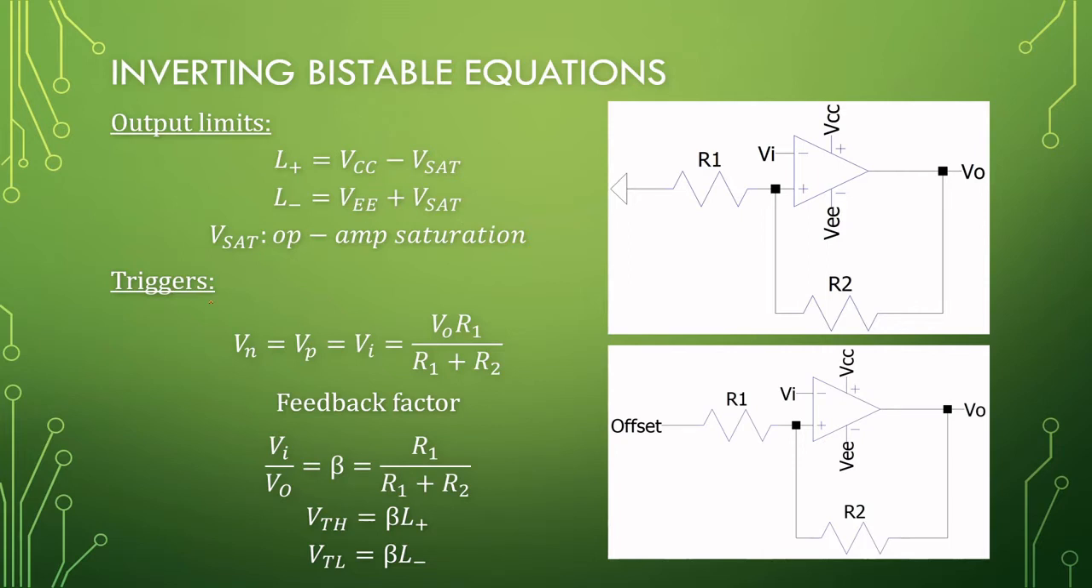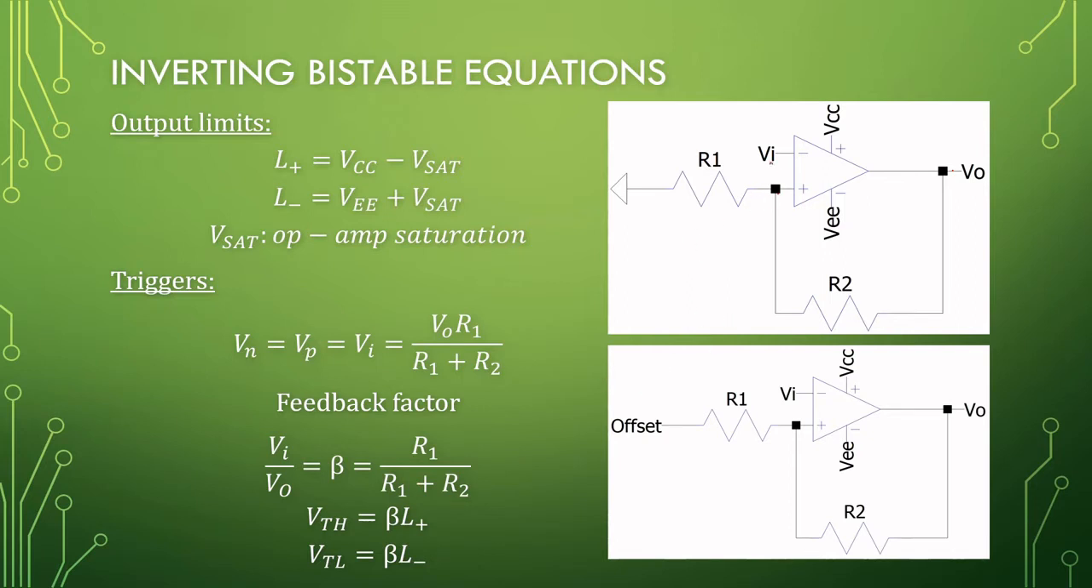Now the trigger itself. If we have a look here at V out and VP, we can write this down as a voltage divider. VP is also equal to V in. The feedback factor of this amplifier is resistor 1 over resistor 1 plus resistor 2. That will determine the trigger points.